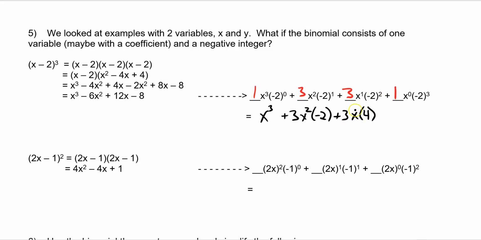That will multiply the 3x. And then we have, now x to the power of 0 is 1. Negative 2 to the power of 3 is negative 8. Now what I can do is I can multiply the terms that I need to. So 3 times x squared times negative 2 will actually give me minus 6x squared. 3x times 4 is plus 12x. And then adding negative 8 is just negative 8.